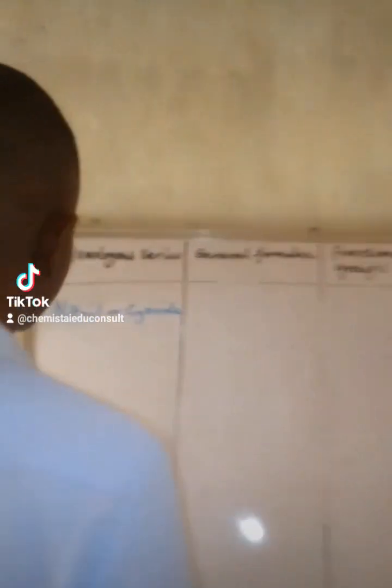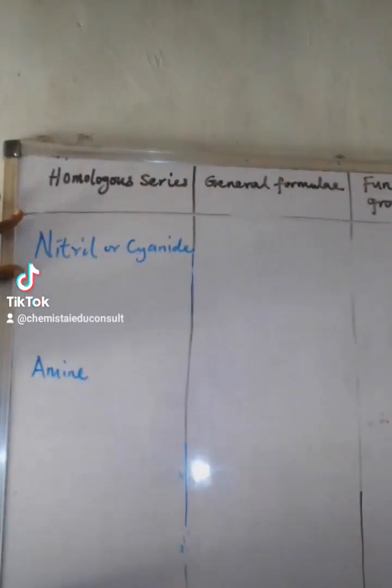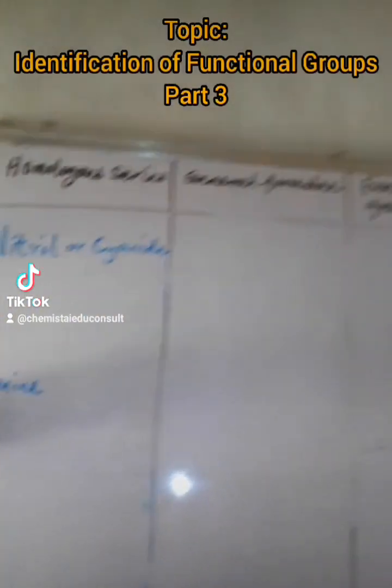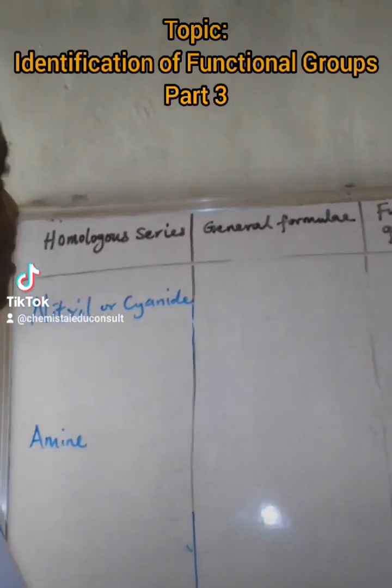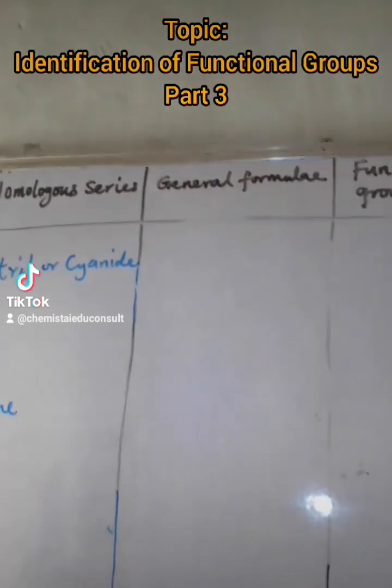There are two compounds, two homologous series remaining. They are nitrile or cyanide and amine. These are the two homologous series we are going to discuss at the last lap of the lecture. So what are nitriles or cyanides?